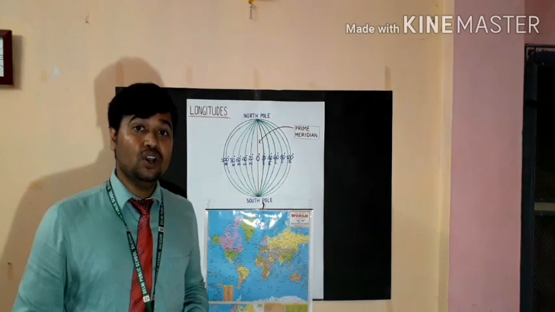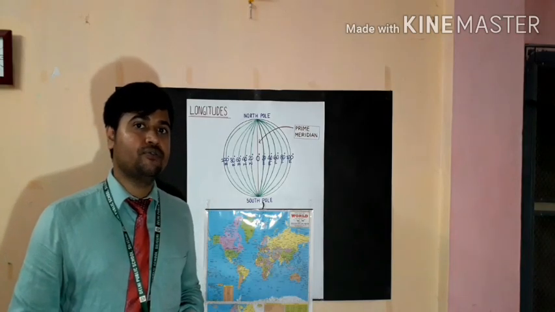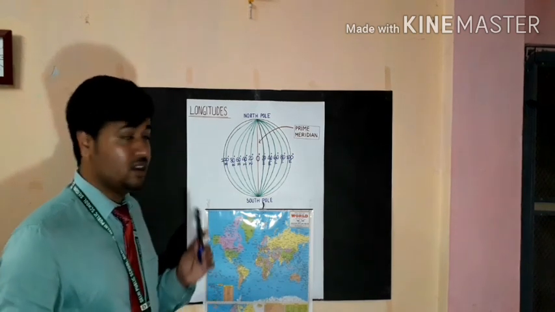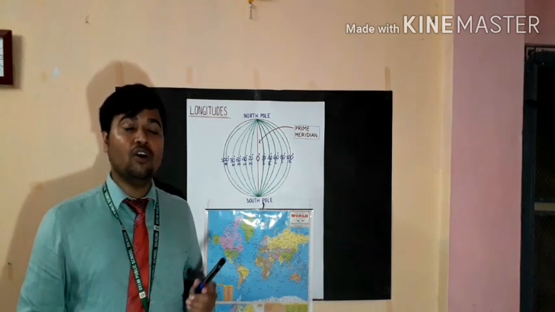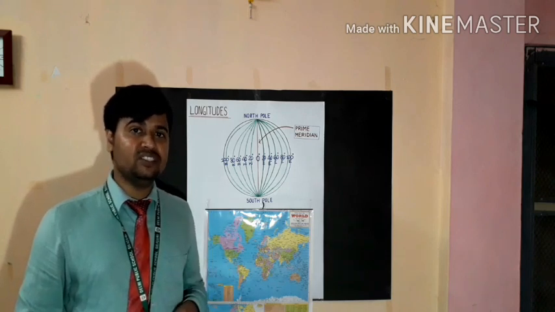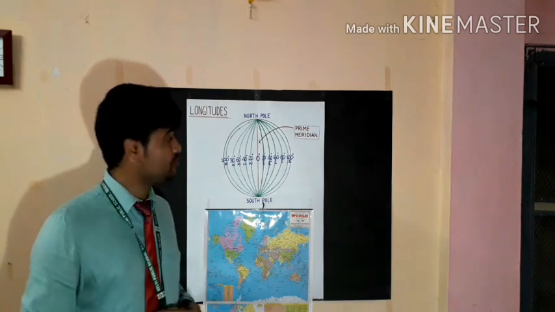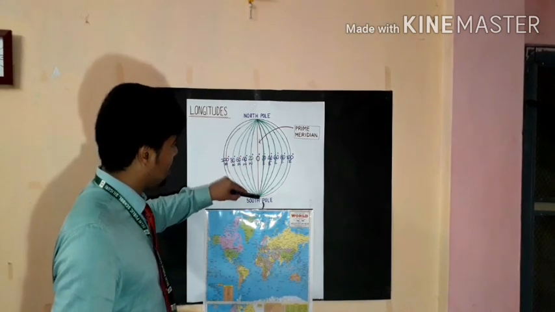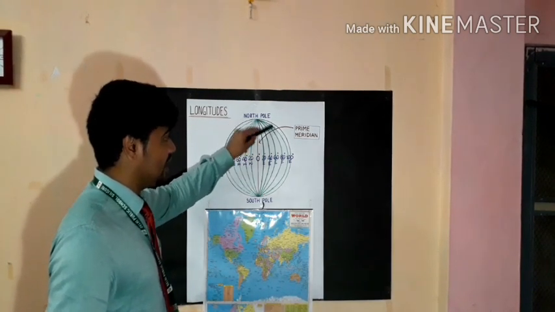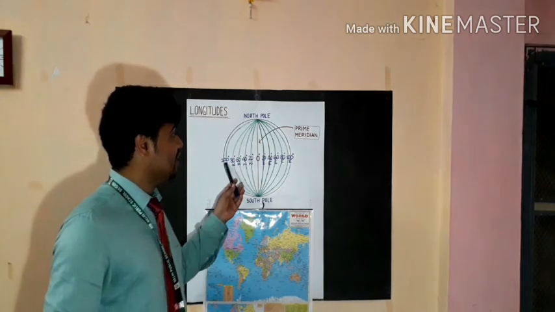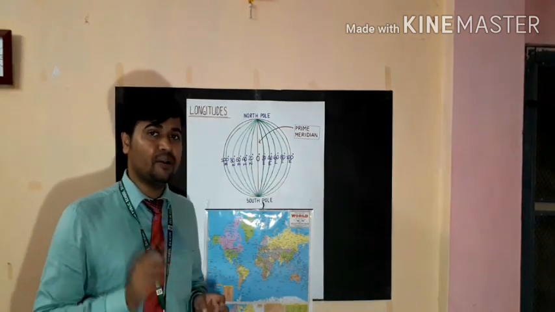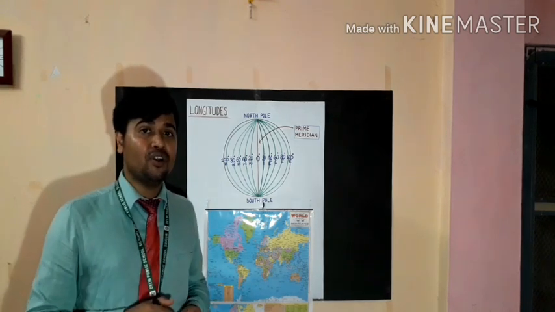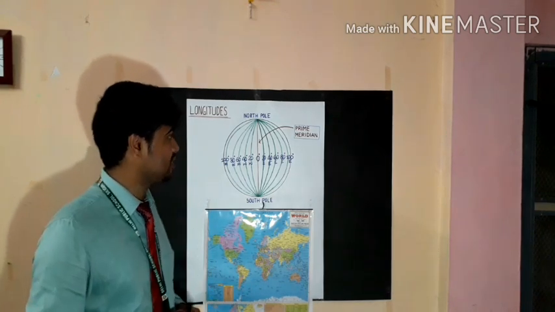Can you tell me what the features of longitude are? Let's find out. Number 1, longitudes are imaginary vertical lines. As you can see, all the longitudes are vertical lines, and they are imaginary because there is no such line drawn on the earth's surface.